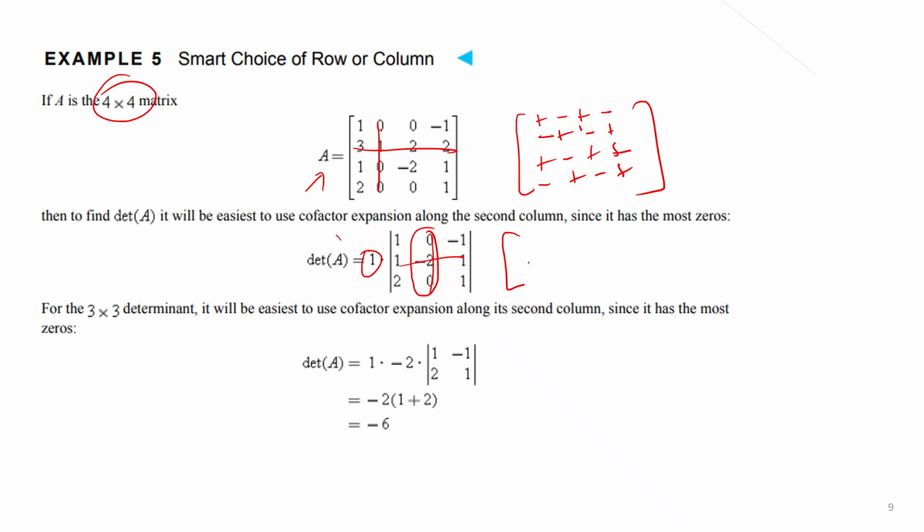Remember, you still need to check the checkerboard: plus minus plus minus plus minus plus minus plus. So the last one is minus plus. So this one is minus 2 multiplied by the determinant of 1 minus 1 2 1. Now this one is easy. This is 1 multiplied by 1 minus 2 multiplied by minus 1, so 1 plus 2. So there you got the determinant of it.